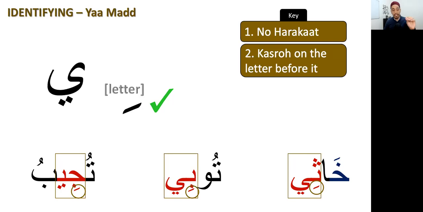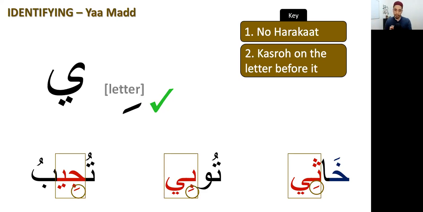We're worried about the ya mad. So if there's something on there, it's not the ya mad. Okay, it has nothing on there, fine. We need to check number two. There's nothing on the ya, right? We have to check before. If there's a fatha on the letter before, it's not a ya mad. It's not going to extend. How can it extend the fatha? The alif extends the fatha. So it will be read something else. It will be read differently.